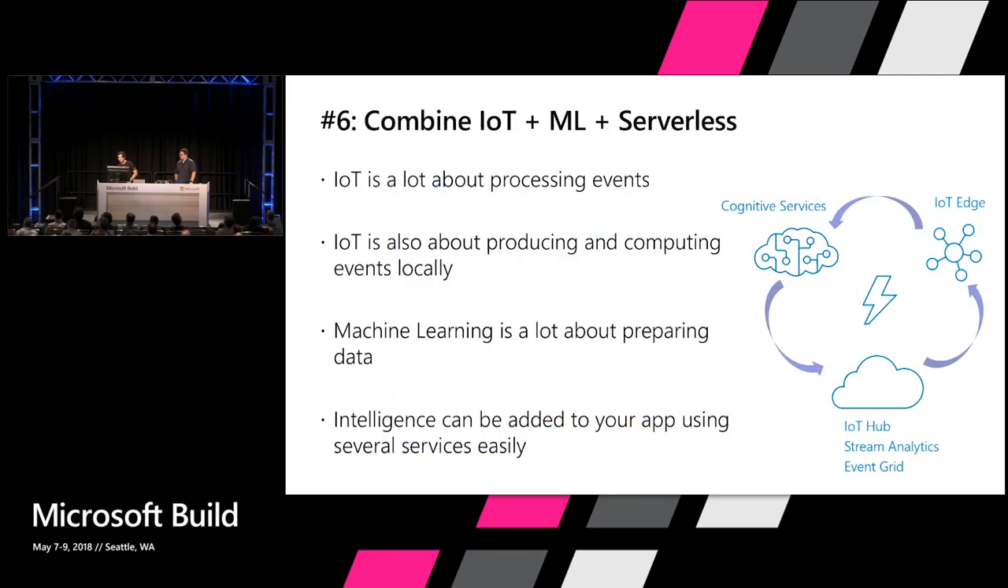But if you're wondering how to achieve that, because this is a very practical talk, we want to give you advice that you can implement right away. IoT is a lot about processing events. So you can use IoT Hub, just like that example, to push your events to the cloud, or you can use Stream Analytics or Event Grid to connect to your custom events, all sorts of other events. From that point, you can trigger a function to do your compute and your processing.